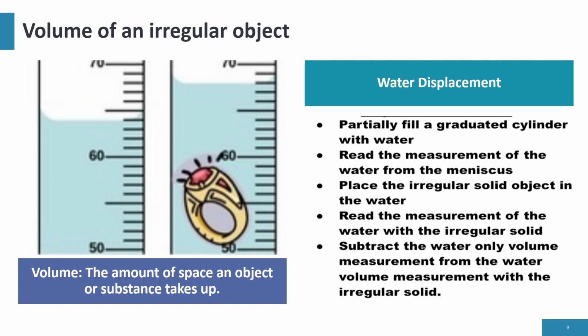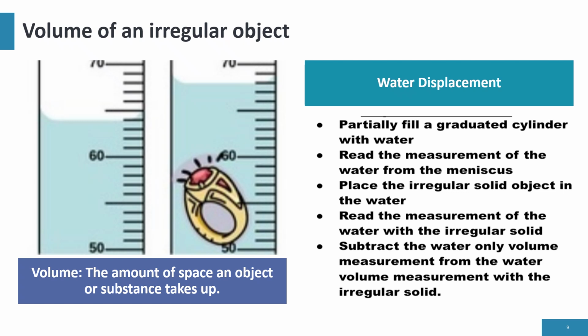Then we add the irregular object, whatever it is, to that graduated cylinder. And we notice that the actual volume on the graduated cylinder has moved. In order for us to find the volume of this irregular object, we subtract the final reading on the graduated cylinder minus the initial reading, and that will give us the volume of this irregular solid. In this case, it's a ring, but it could be any object that is irregularly shaped.